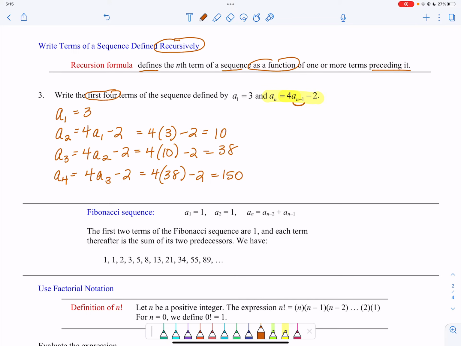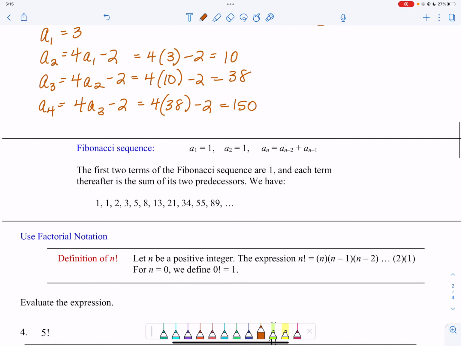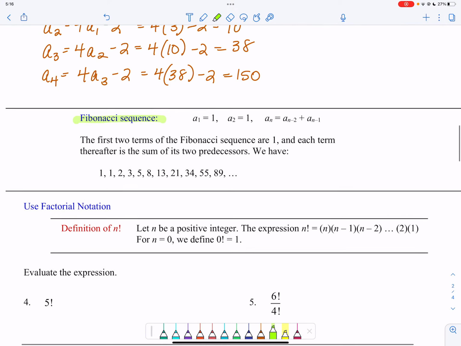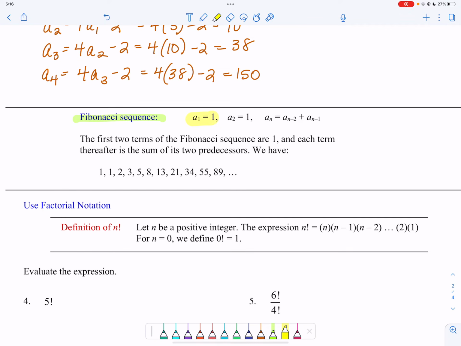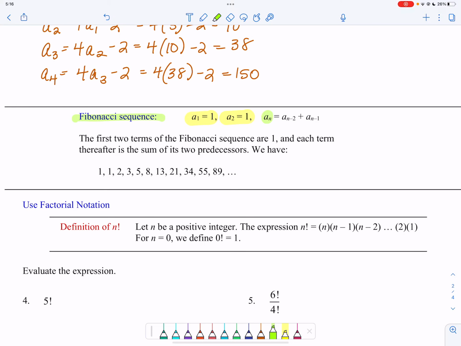Okay, let's talk about this beautiful sequence called the Fibonacci sequence. And the Fibonacci sequence is given as the first term is 1 and the second term is 1. And then every next term, all of the n terms, are the n minus 2 and the n minus 1 terms added together. So the very first 2 terms of the Fibonacci sequence are 1.